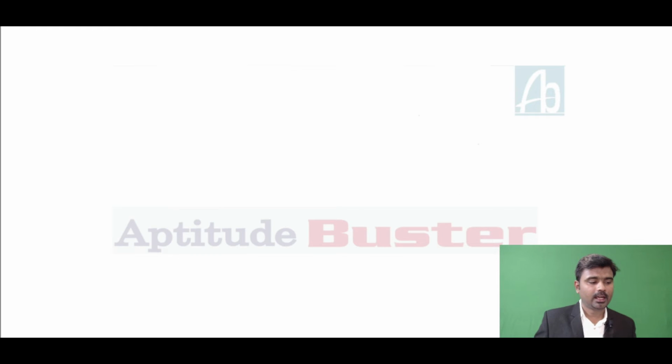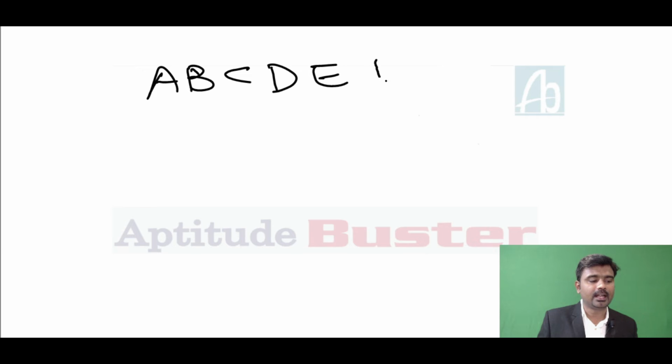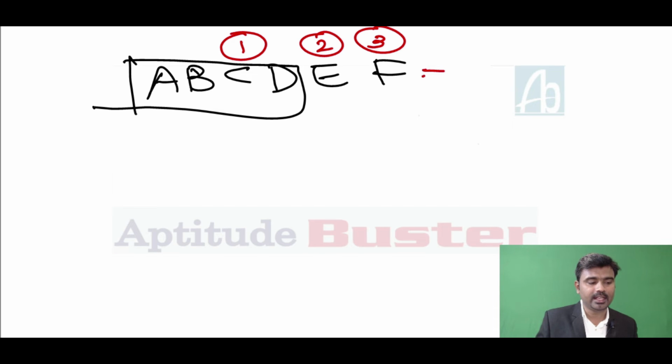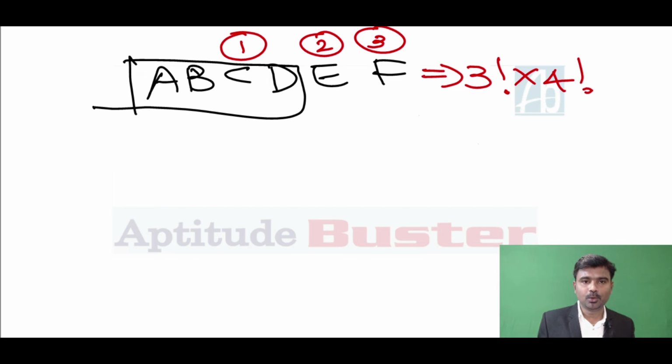The next one I'll explain to you. A, B, C, D, E and F. It is given that these 4 letters are always together. Consider this as one unit, then the second unit, third unit. These 3 units can be arranged in 3 factorial ways, and these 4 letters can be arranged in 4 factorial ways. Case 1, have you understood clearly? 2 letters together, 3 letters together, 4 letters together.